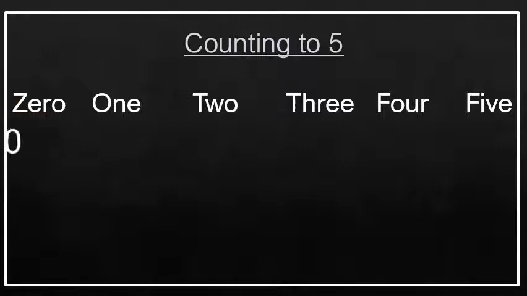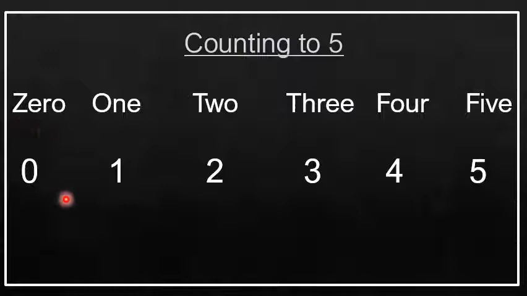Z-E-R-O, 0. O-N-E, 1. T-W-O, the number word 2. T-H-R-E-E, 3. F-O-U-R, the number word 4. F-I-V-E, 5. Did you like that? Let's try it again.